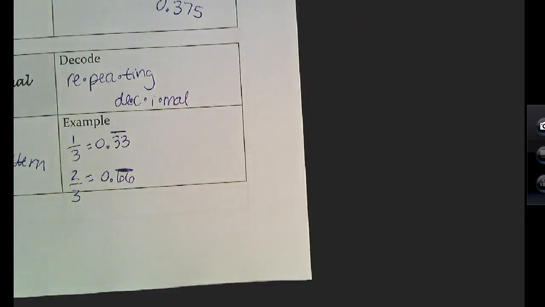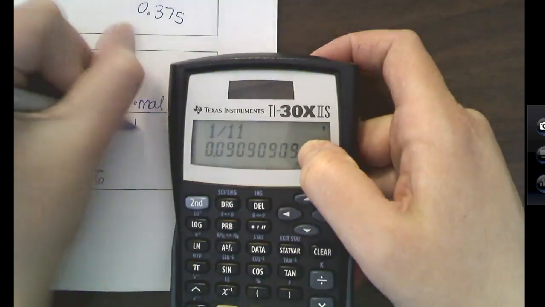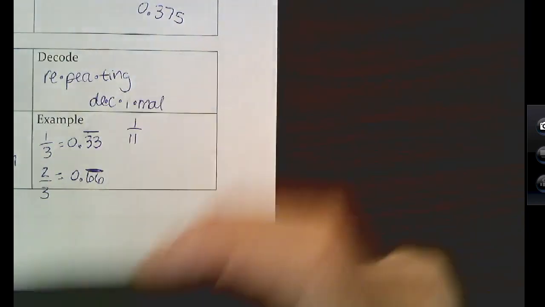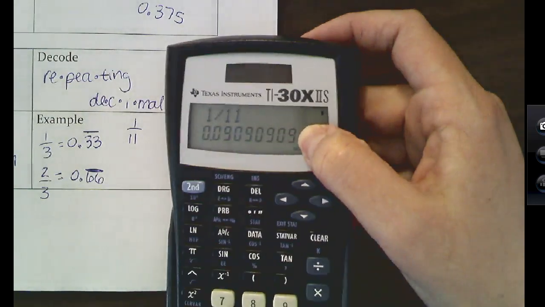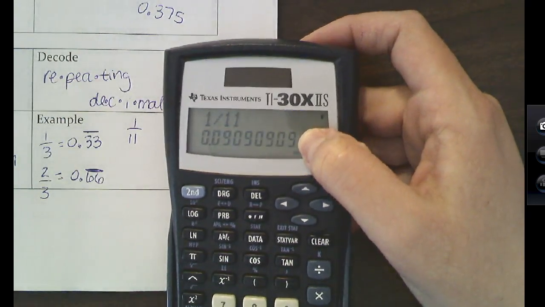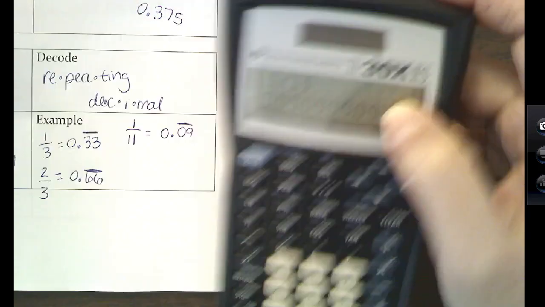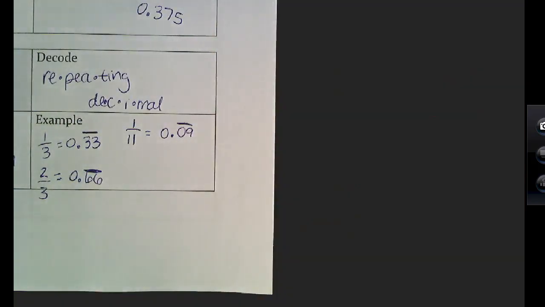All right. Here is another repeating decimal. If you were to type in 1 divided by 11, you see how I get 0.0909090909? So it would be 0.09 with the repeating bar above it. Because the 0 and the 9 keep repeating in a pattern. 090909. They don't ever end. They keep going on forever.